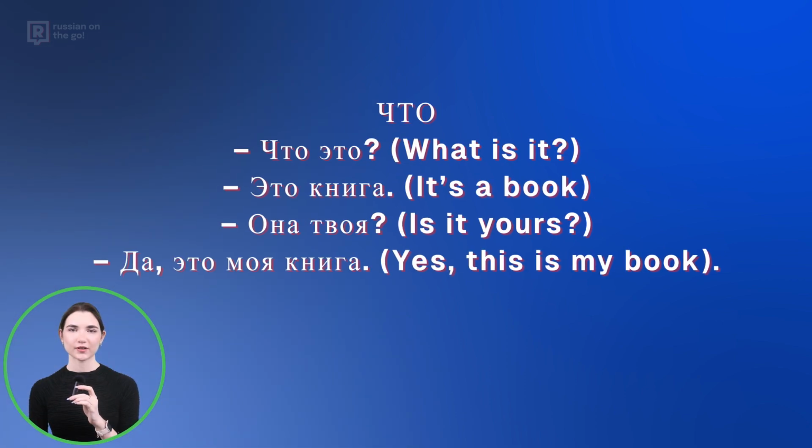Что? Что это? What is it? Это книга. It is a book. Она твоя? Is it yours? Да, это моя книга. Yes, this is my book.